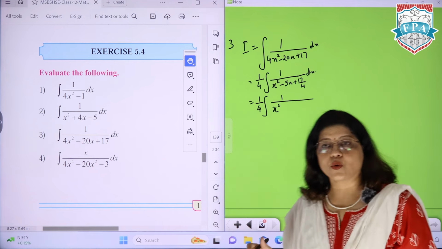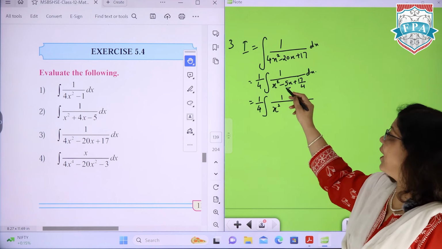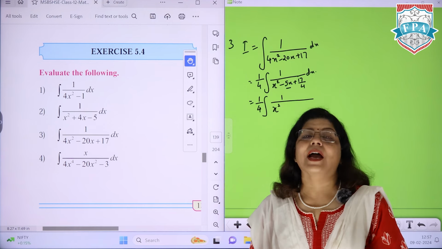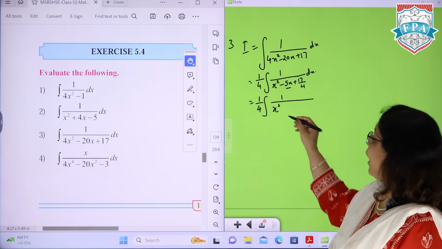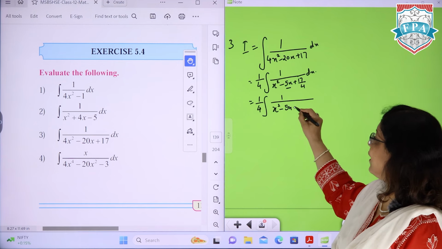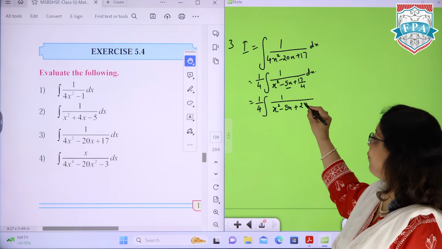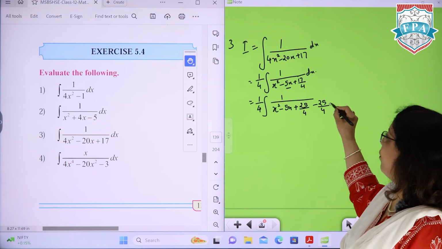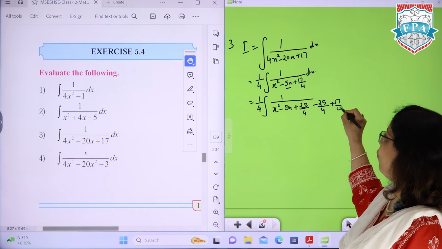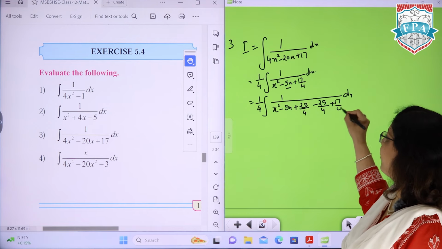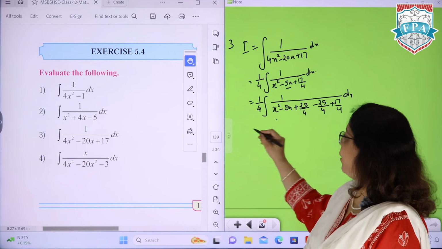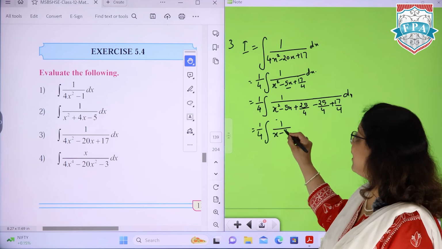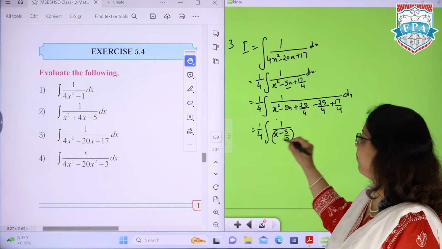So to complete the square, I just told you that the term with x, you will add and subtract the square of its half. So here it is -5x. Let's add this first, so it is 25/4, subtracted 25/4 plus 17/4, which is already there in the question. So now this part becomes your 1 upon x minus 5/2 whole square.